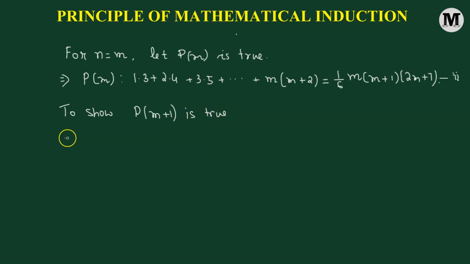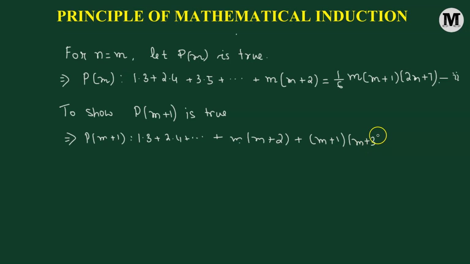In other words, what we have to do is that the statement P of m plus 1 is going to be given by 1 multiplied to 3 plus 2 multiplied to 4, going all the way up to m times m plus 2. But since we're considering the next consecutive natural number, we have to replace m with m plus 1 to get the next natural number, which is m plus 1 multiplied to m plus 3. All we have done is replace the m with m plus 1.